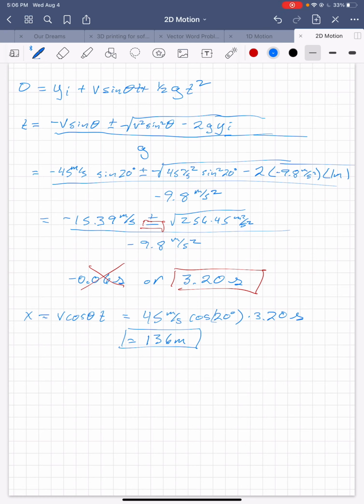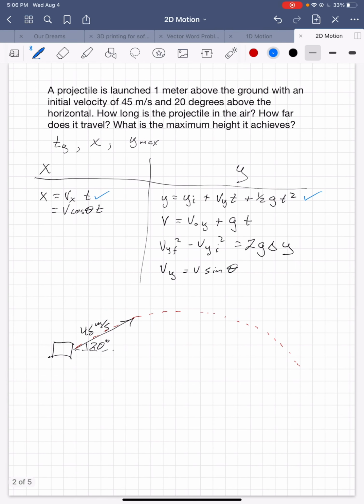So the last piece of the puzzle here is to find what the maximum height achieved by this projectile is. And I've got a couple things I can think about to solve this problem. But really, the thing I need to understand is that when I'm at this maximum height, what has happened is the y velocity has decreased until it got to 0. And then it increases on the rest of the way down.